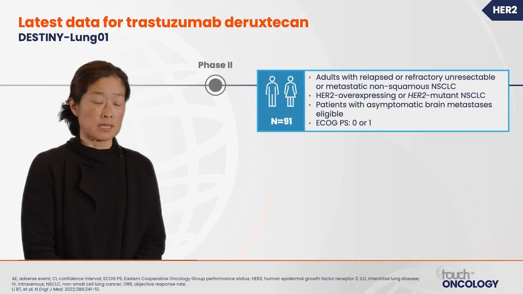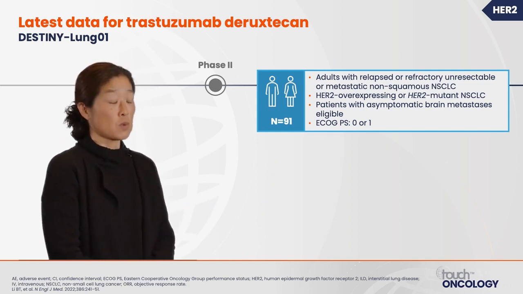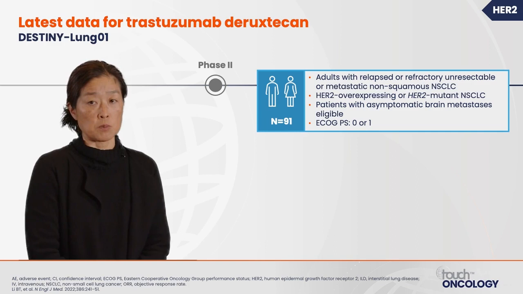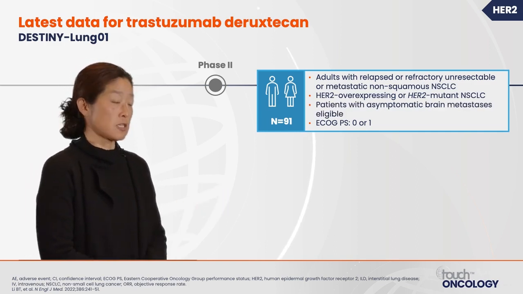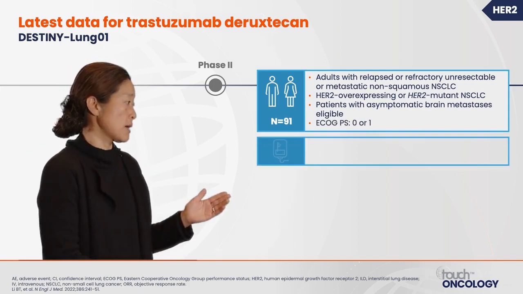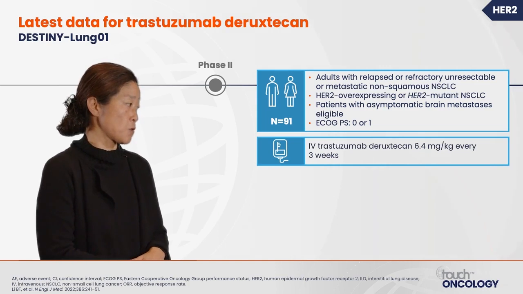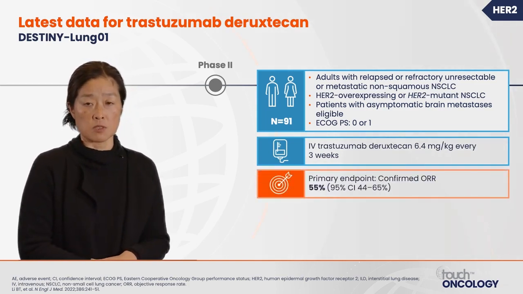In this phase 2 study, adults with advanced non-squamous non-small cell lung cancer with either HER2 overexpressing or HER2 mutant lung cancer were enrolled. Patients with asymptomatic brain metastases were eligible, and all patients had to have a good performance status. Patients were treated with IV trastuzumab deruxtecan at 6.4 mg/kg every 3 weeks, and the primary endpoint of this study was the overall response rate.